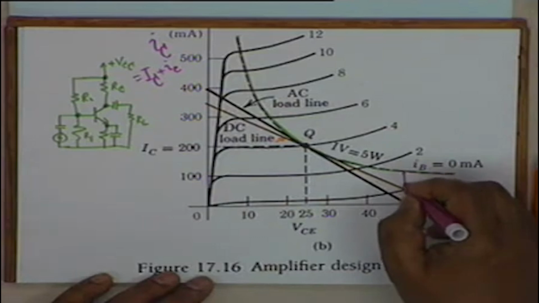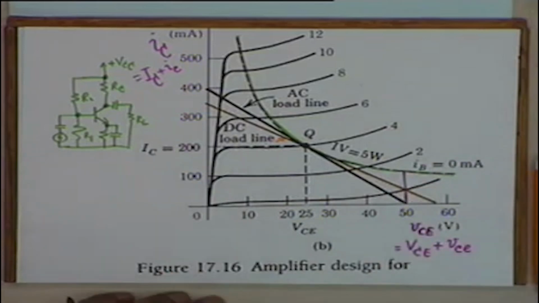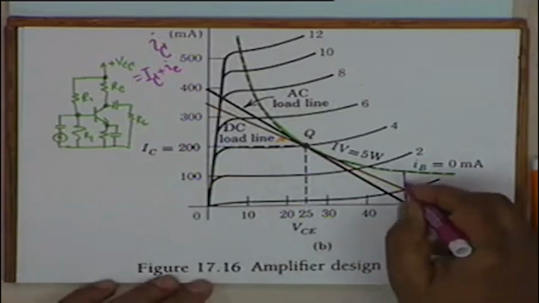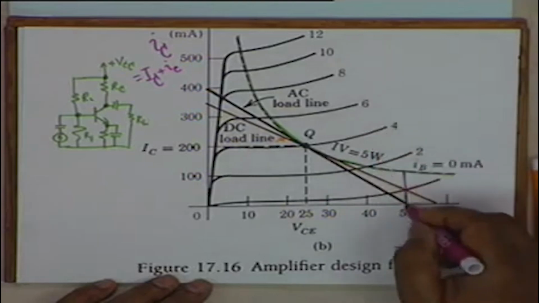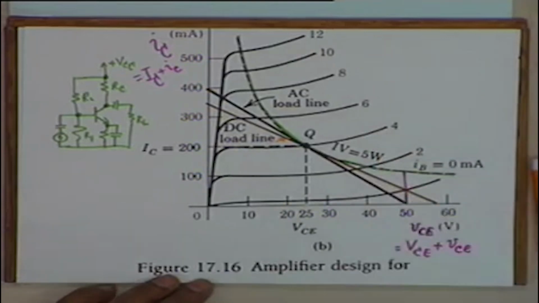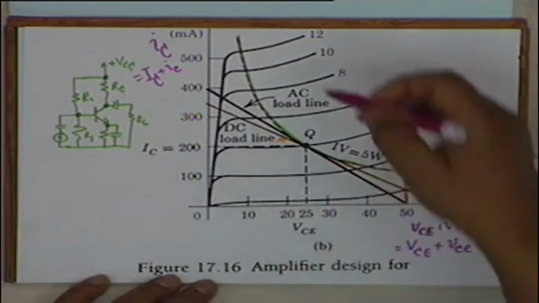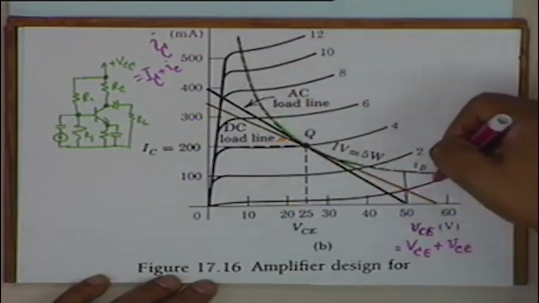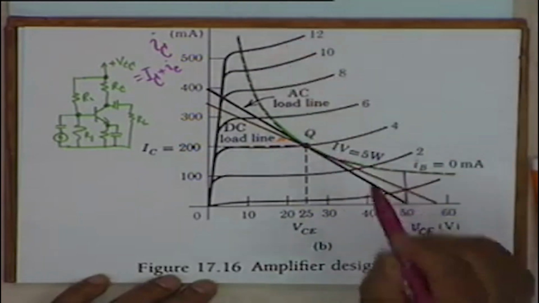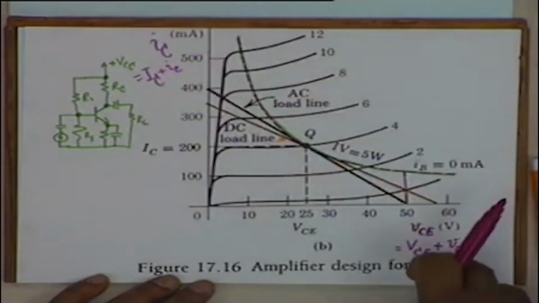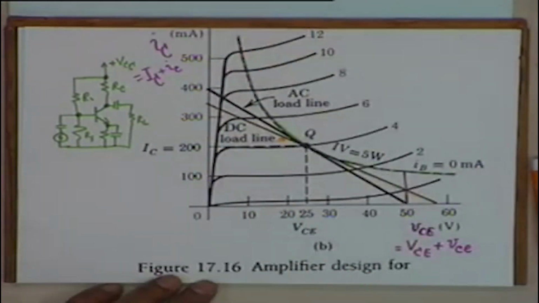This line, what did we call this line earlier? Doesn't matter. There was a line here. So your VCE max is 50, therefore you must not exceed this voltage. All right. Now the power dissipation maximum is specified as 5 watt. So what you do is you draw the 5 watt hyperbola on this characteristic, which is the green line. This green line gives the plot of i_C times VCE equal to 5 watts. So it's a hyperbola, and the Q point must be located on this hyperbola.